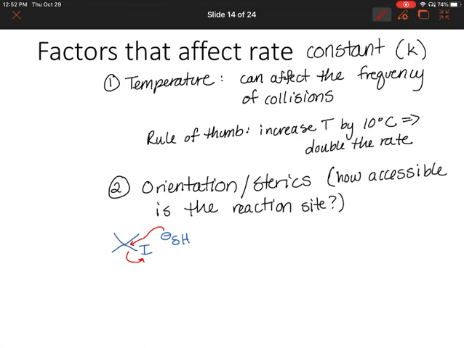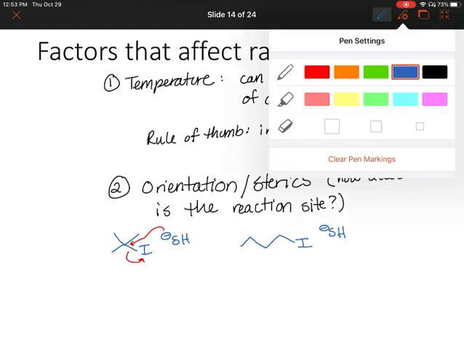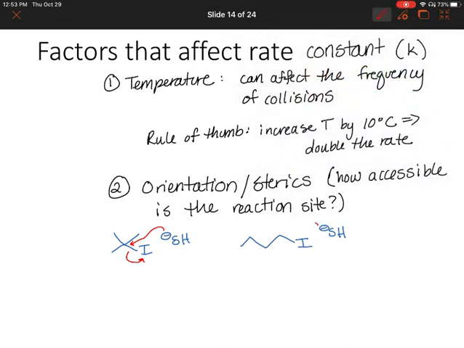But as you can see just from this drawing, that's not a very accessible carbon. So what if we had this molecule instead? And let's say SH was trying to replace iodine again. So this just needs to come in and form a bond with the carbon on the end, and iodine will leave. So we can already see that that is a much more accessible site.